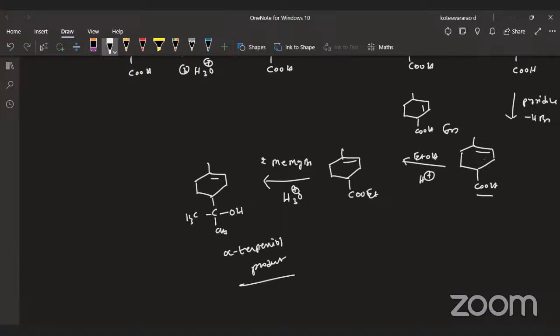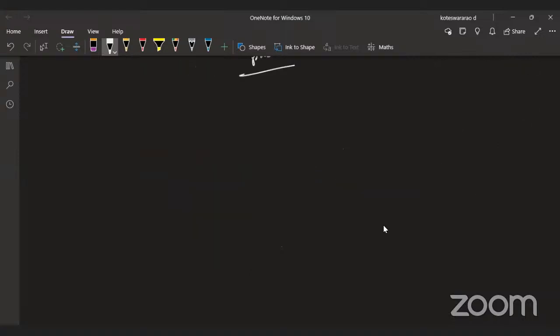Now, by comparing the synthesized product and the isolated product, we can simply confirm the structure of alpha terpineol. Next, coming to the structure determination of limonene. It is a small molecule, so you can easily find out and we can easily confirm the structure. Later, I will close the class.